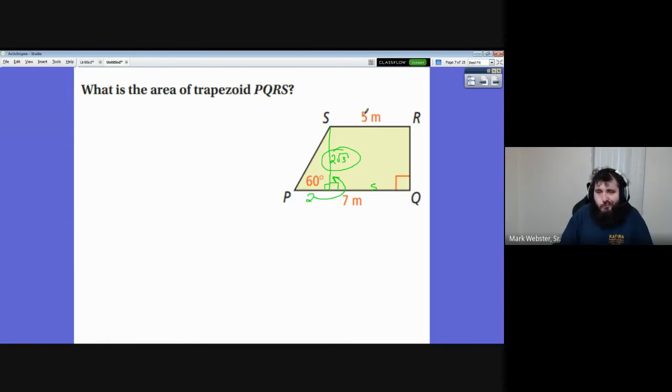So now let's do our problem. Well, average of the bases, average of 5 and 7 is 6, right? So times the height, average of the bases times the height, 6 times 2 radical 3 is 12 radical 3.